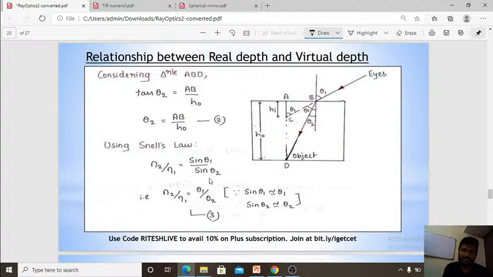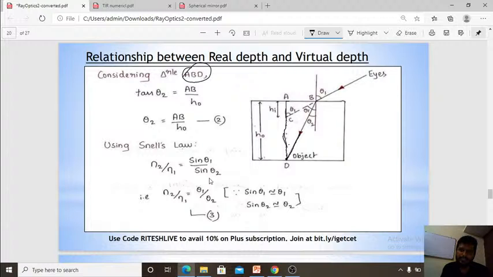Okay, this is the second triangle, is it right? Yes, this is the second triangle, A, B, D, I have taken. See here, tan theta 2. Where is theta 2 here?